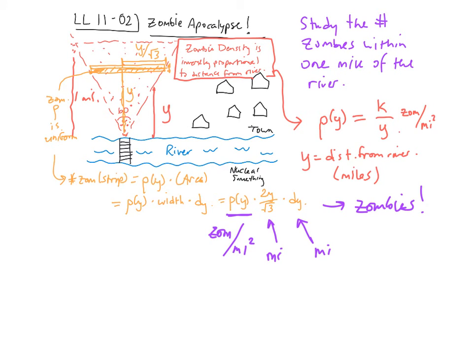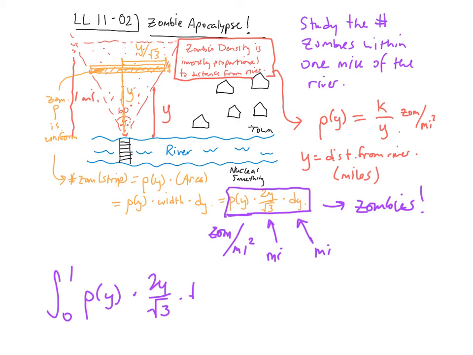Anyway, this is going to represent the number of zombies in that orange strip I drew up there. And then I have orange strips running all the way from y equals 0, which is right where the bridge is, to y equals 1 mile. So I'm going to set up an integral from 0 to 1 of rho of y times 2y over root 3 times dy.